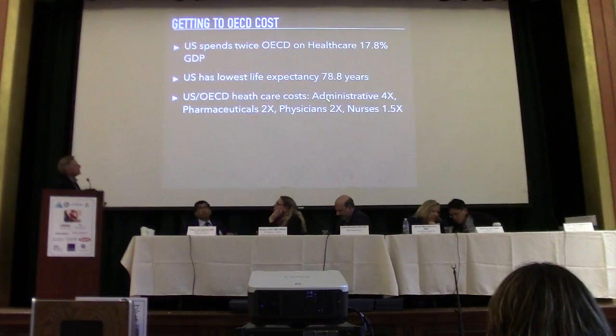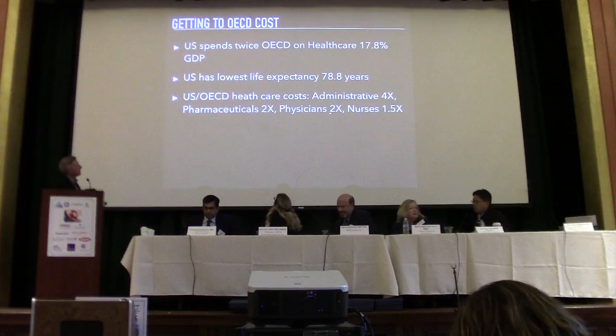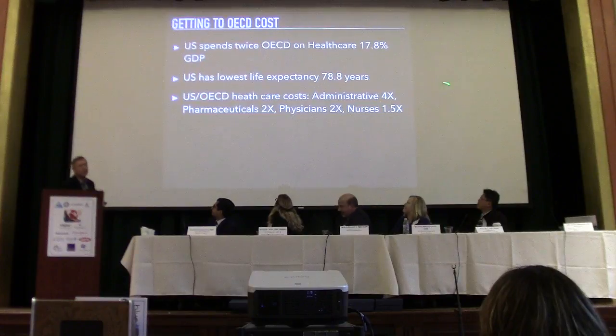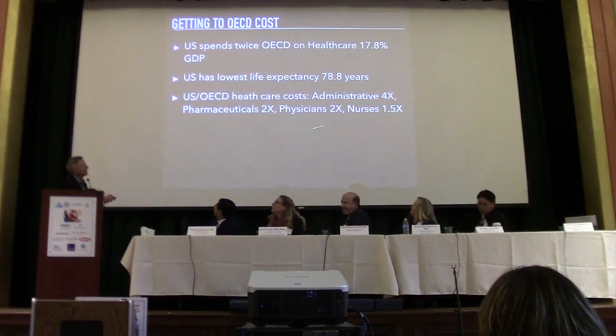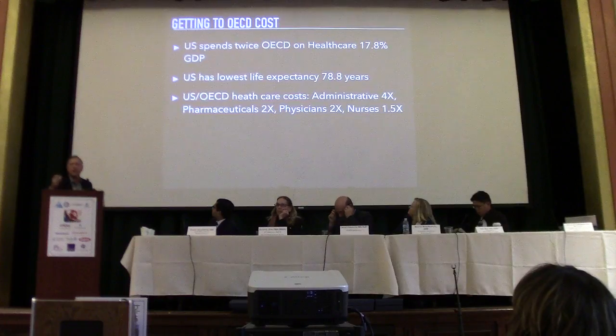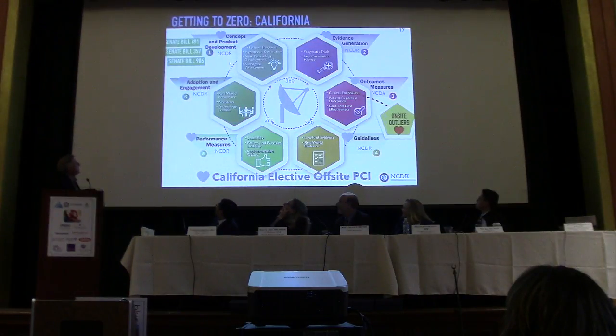So how do we reduce those costs? Well, we can see administrative costs are 4 times higher here. Pharmaceuticals, we pay twice as much as anyone else. Physicians, twice as much. And nurses, 1.5 times. So to lower those costs, we're going to have to do it without these facilities. So I like the idea of trying to use something that avoids physicians and avoids expensive healthcare individuals that was talked about earlier today. What have we done in California?